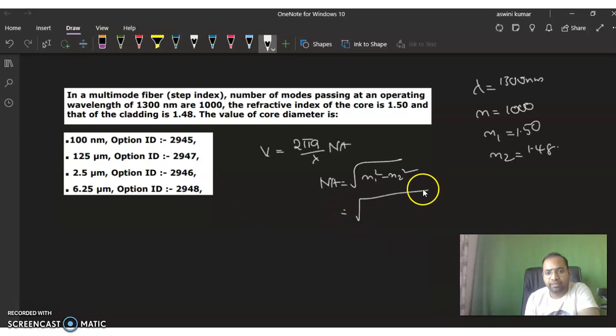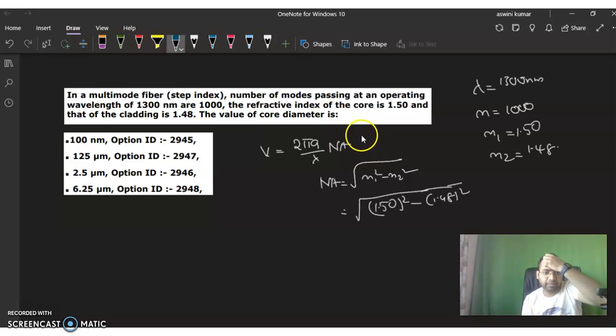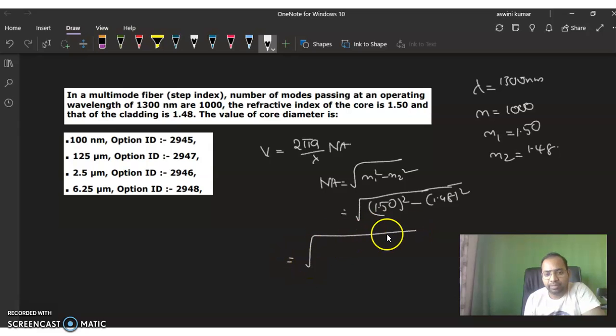So if I take this one, that is equal to root of 1.50 whole square minus 1.48 whole square. Okay, for simplification, if you are feeling a little bit difficult about this one, then what you have to do is let's take it as a square minus b square. What is the expression for a square minus b square? a plus b into a minus b, right? So a plus b, okay, into a minus b, that is 0.02. Okay, so a square minus b square is nothing but a plus b into a minus b.